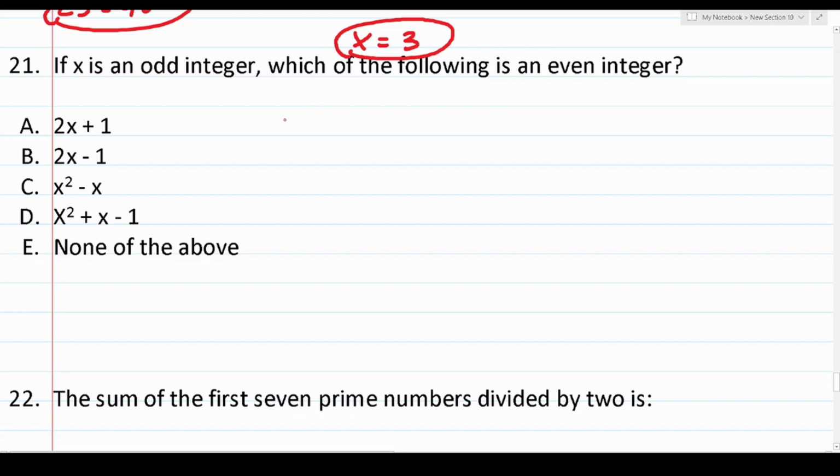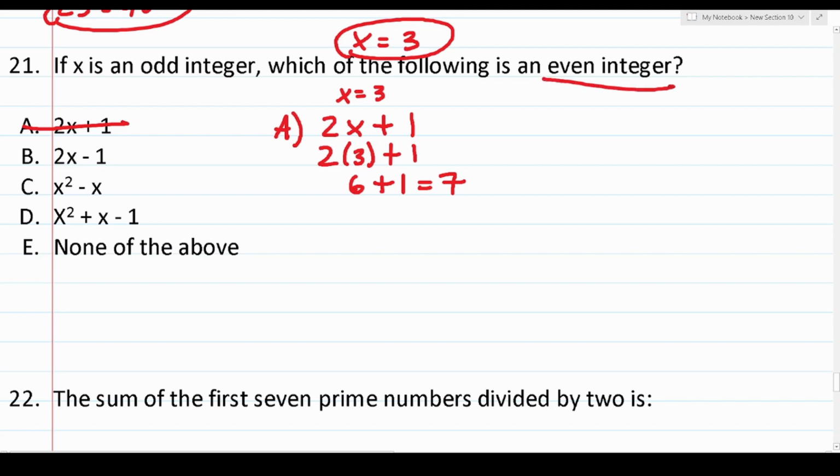So again, A says 2x plus 1. Again, we're going to let x be 3 since that's an odd integer. So this becomes 2 times 3 plus 1. 2 times 3 is 6 plus 1. 6 plus 1 is 7. 7 is odd. We're looking for an even integer in this case, so we know it's not A.